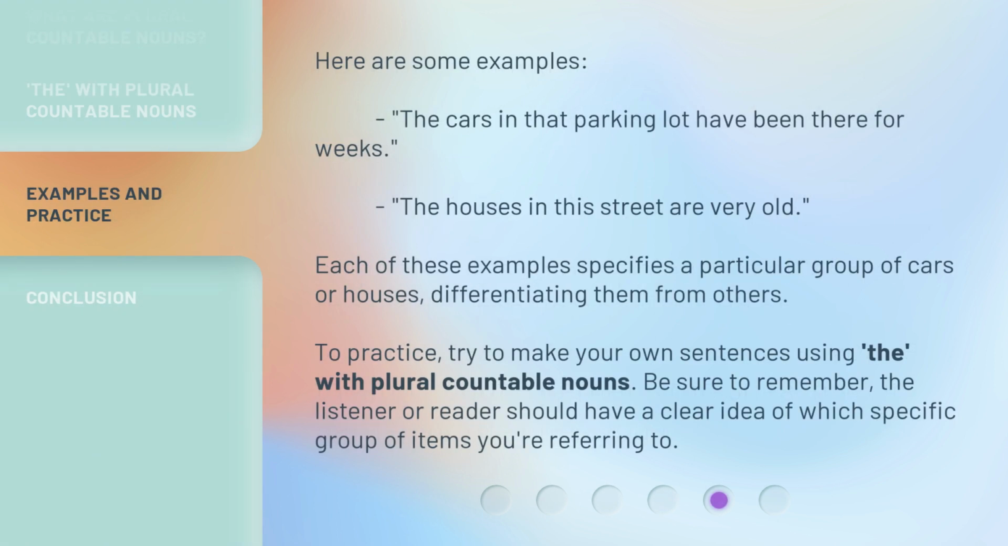Here are some examples. The cars in that parking lot have been there for weeks. The houses in this street are very old. Each of these examples specifies a particular group of cars or houses, differentiating them from others.